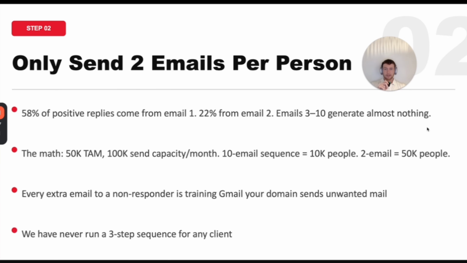Now, the math here is that if you have a 50,000 person TAM and 100,000 sending capacity per month, right? If you're sending a 10 email sequence, you're going to reach 10,000 people. And I doubt you have this sending capacity in the first place anyway. But if you send 2 emails, you can reach 50,000 people in that month. Okay, now that's a little bit quicker than we'd like to do, but that's the sort of math you can start to get to when you're only sending 2 emails to each person.